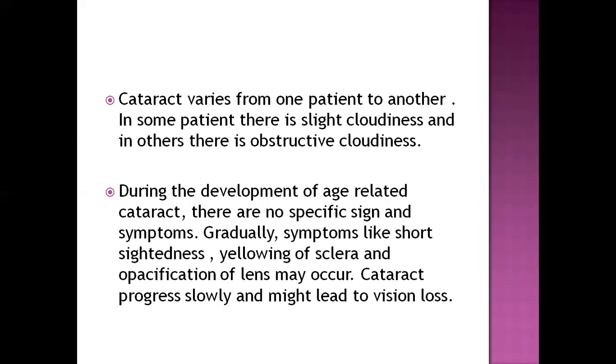Age-related cataract is mostly found in old age groups. During its development, there are no specific signs and symptoms, but gradually symptoms like short-sightedness, yellowing or discoloration of the sclera, as we saw in the diagram, and opacification of the lens might occur. Cataract progresses slowly and leads to vision loss.